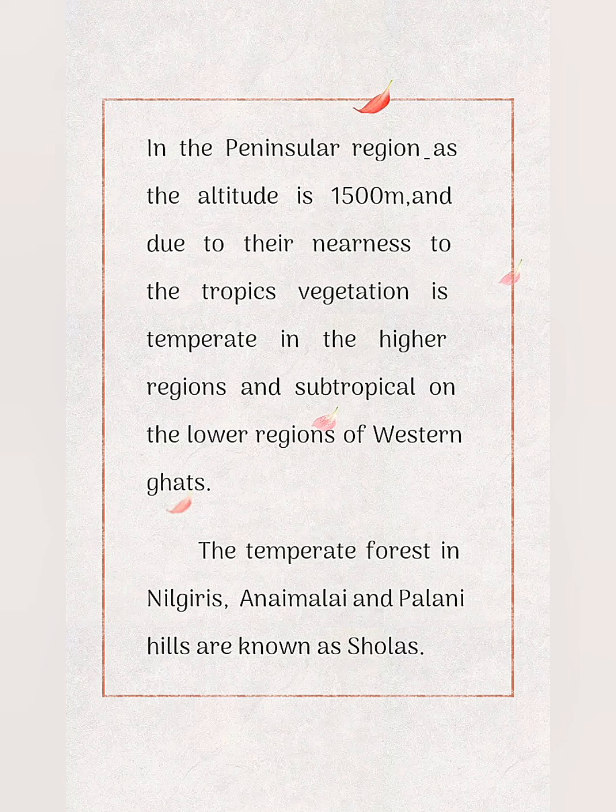In the southern mountains of peninsular region, vegetation variation is very less because their altitude is only up to 1500 meters and they are very close to the equator. So the vegetation varies from subtropical type to temperate type. These are known as sholas in the Nilgiris, Anamalai and Palani hills.